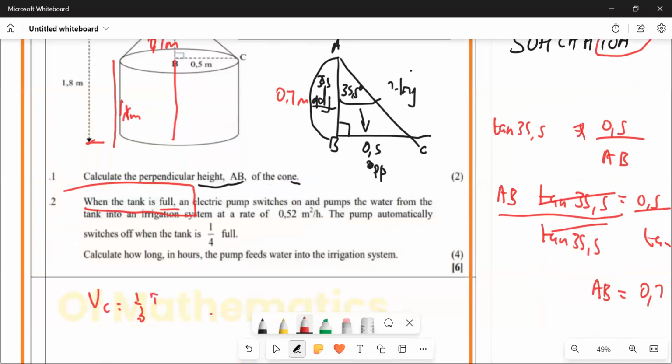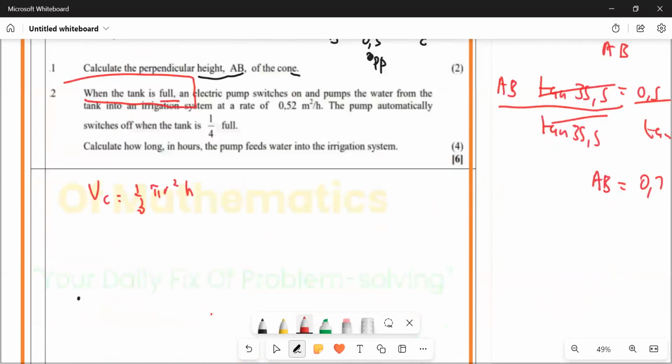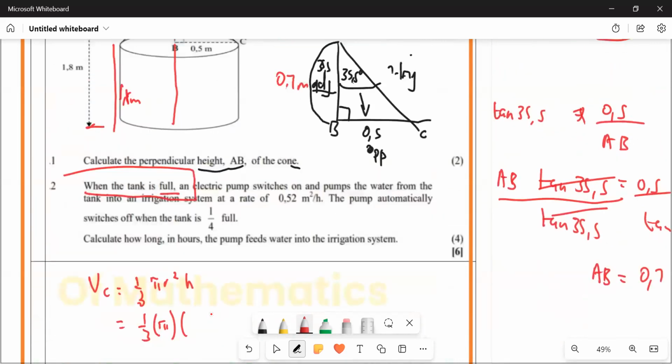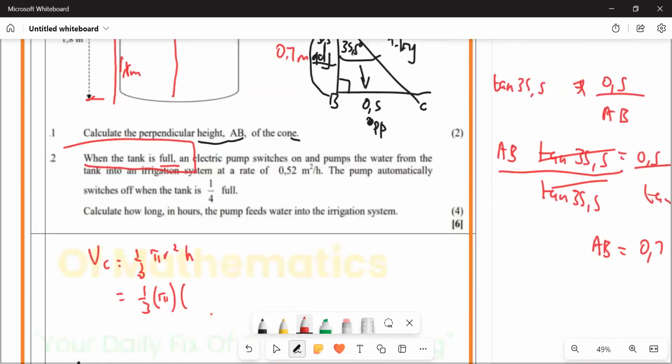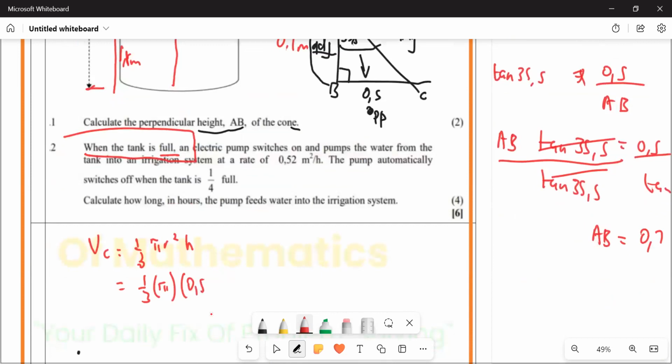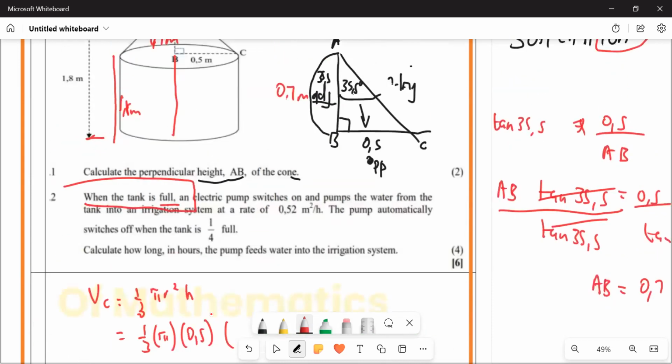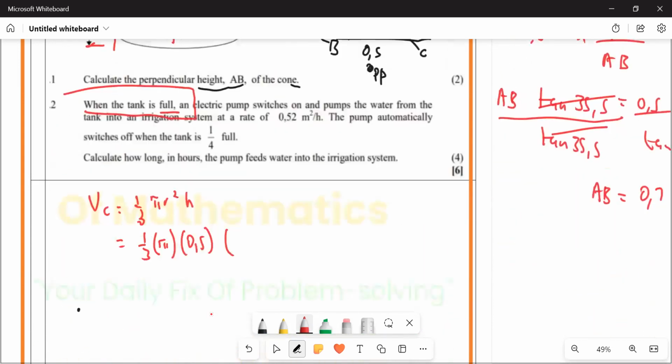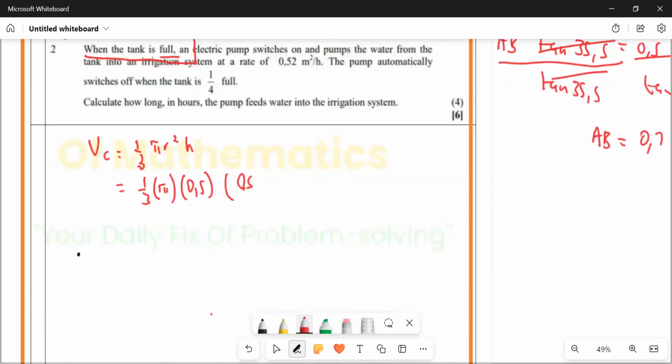1/3 pi r squared h. Okay? This is going to be 1/3 multiplied by pi, multiplied by r. What is our r? They gave us r, they said r is 0.5. Okay? So this is going to be 0.5. We're starting with the cone. And then the height of the cone, we code it as 0.7. Remember this, okay? So this is going to be 0.7.